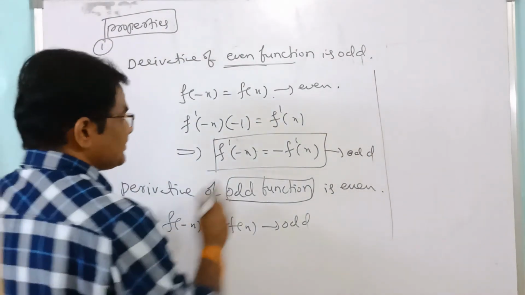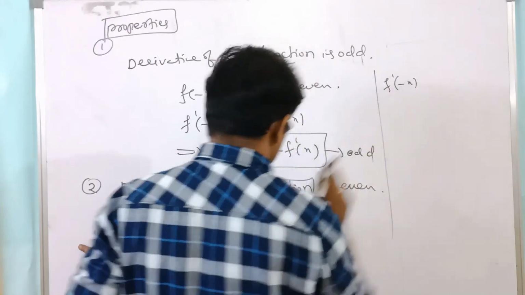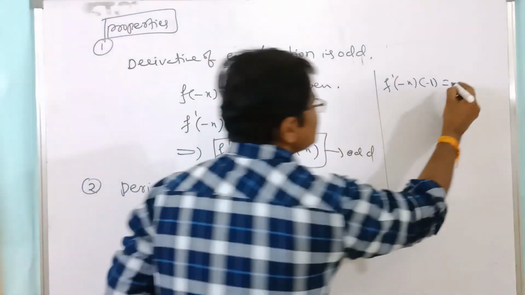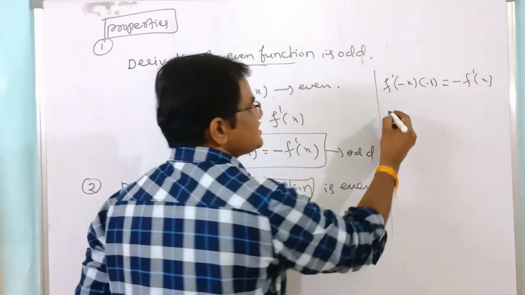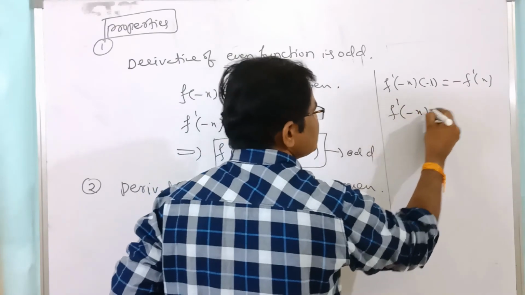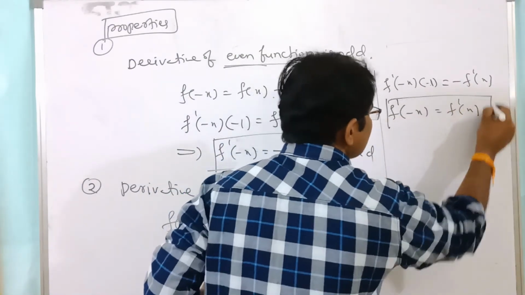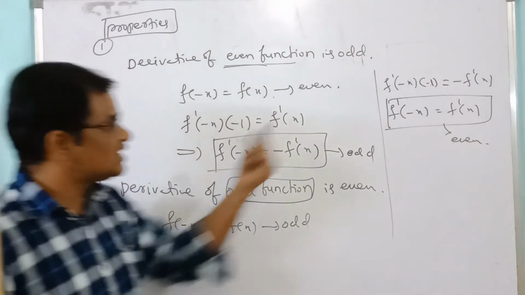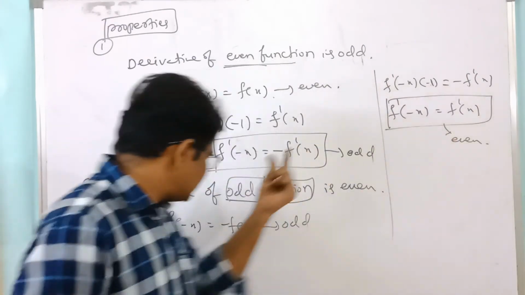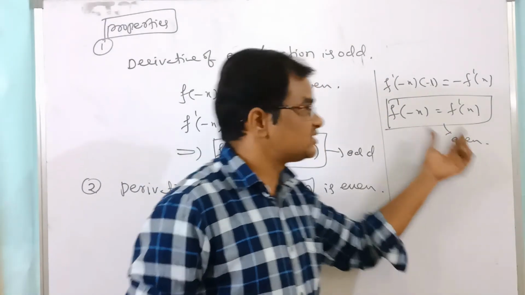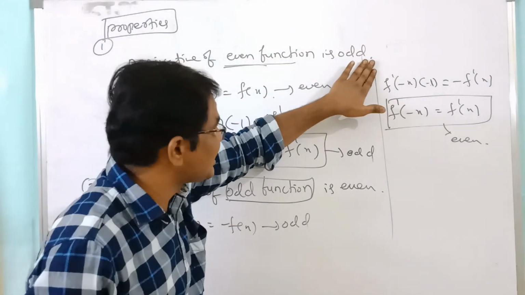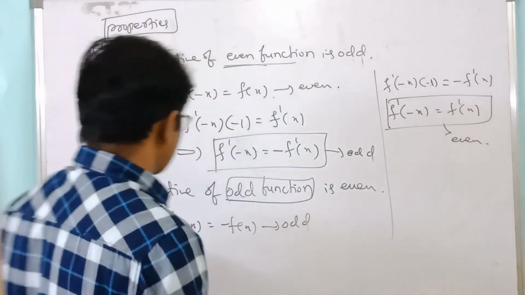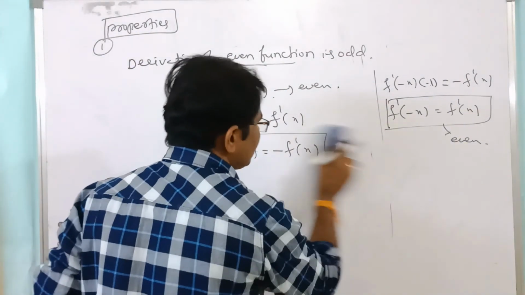So if you do the differentiation for this one, f dash of minus x, again differentiation of minus x is minus 1 equal to, again differentiation of this one is minus f dash of x. Multiply with minus, so minus minus get cancelled, f dash of minus x equal to f dash of x. Means it is what? Even function. Means function is odd function. If you do the differentiation, then what you got? Even function. Means derivative of odd function is what? Even function. Means first derivative of even function is odd and first derivative of odd function is even. So these are the two important properties on even and odd functions, right?